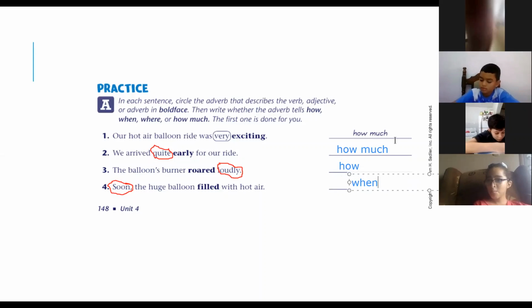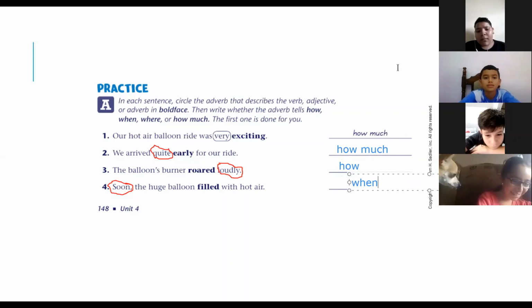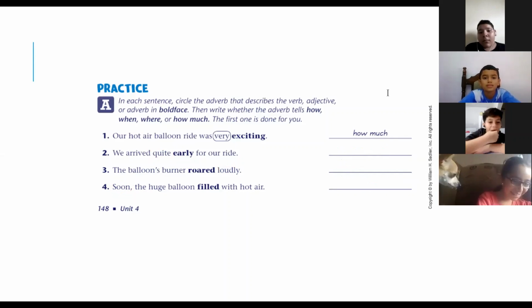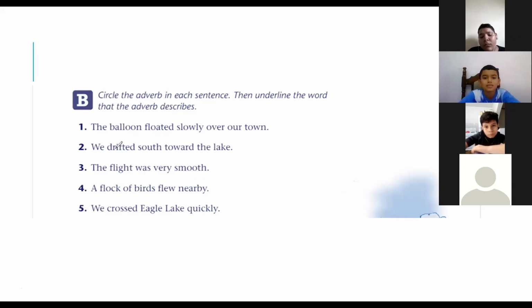Questions? No. Are you clear with it? Yes, we're clear. Okay, so I'm going to erase it. Then we have exercise B. Circle the adverb in each sentence, then underline the word that the adverb describes. So for number 1, the balloon floated slowly over our town.